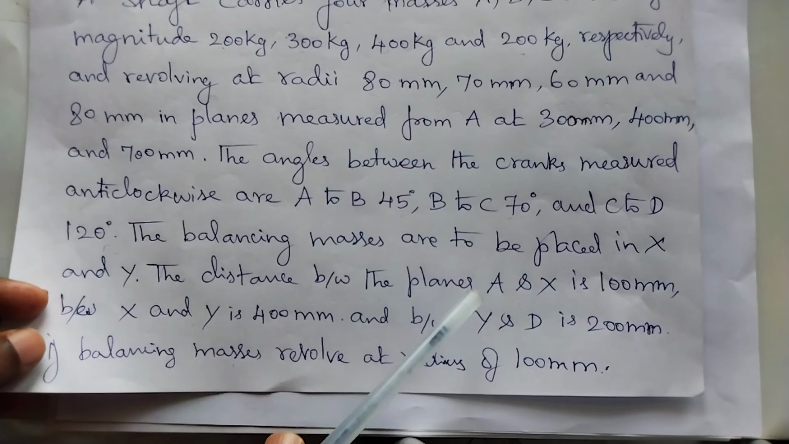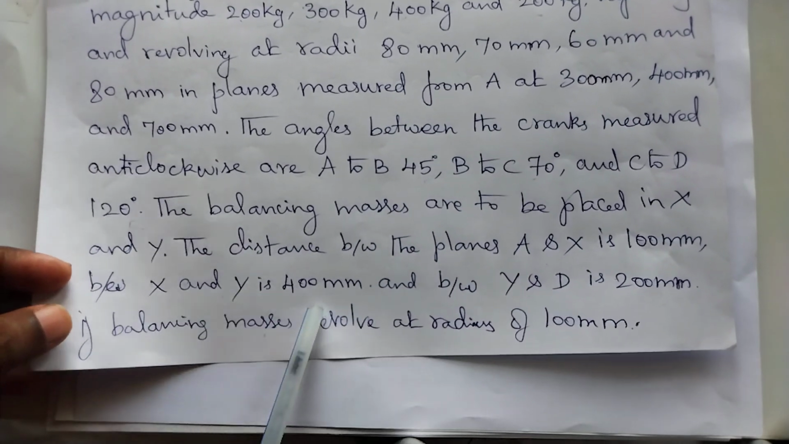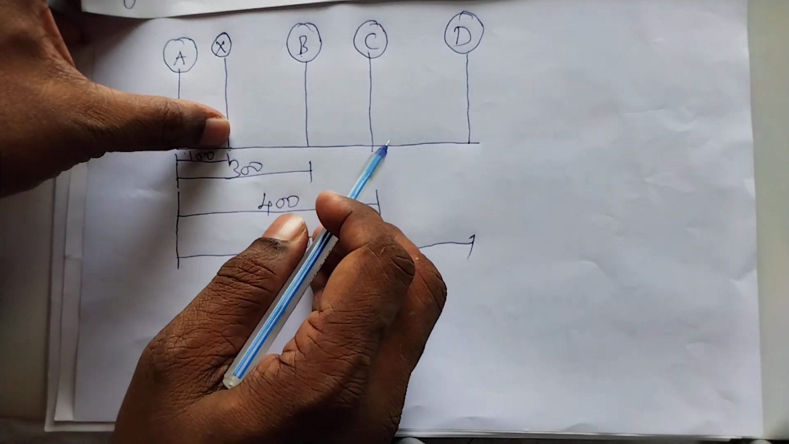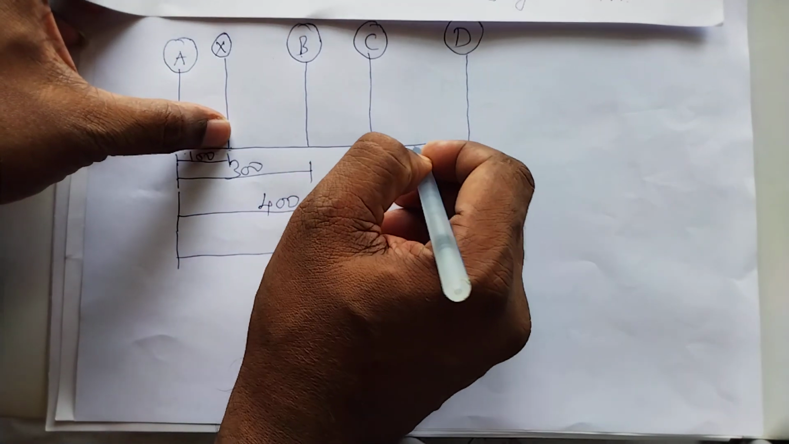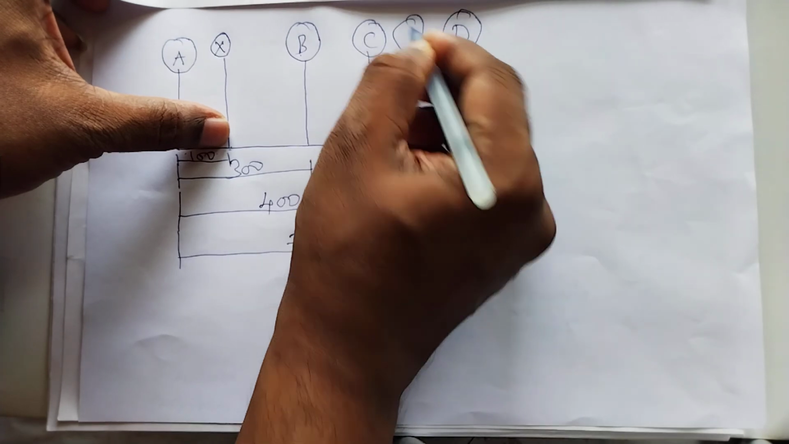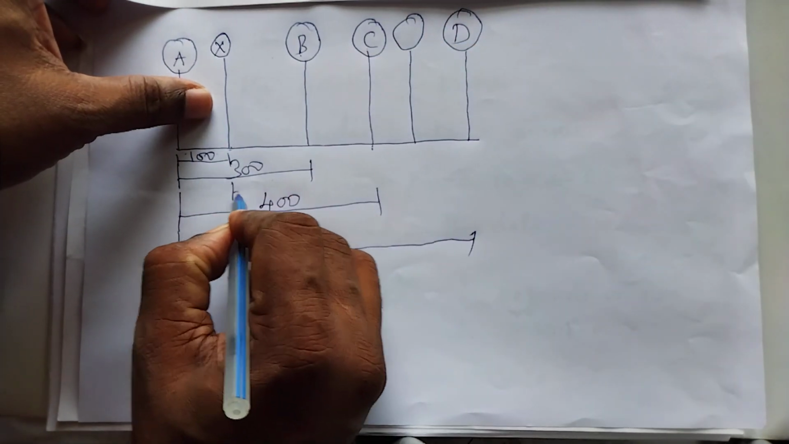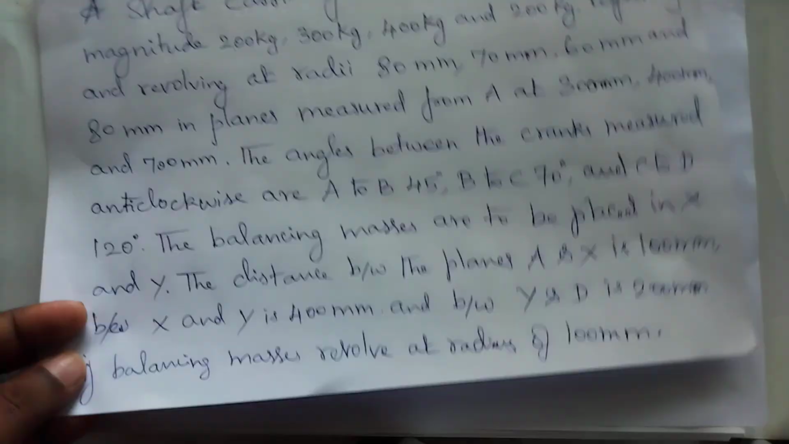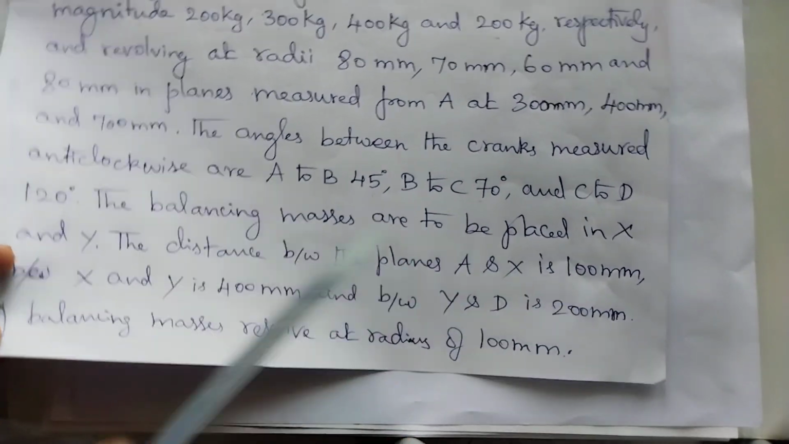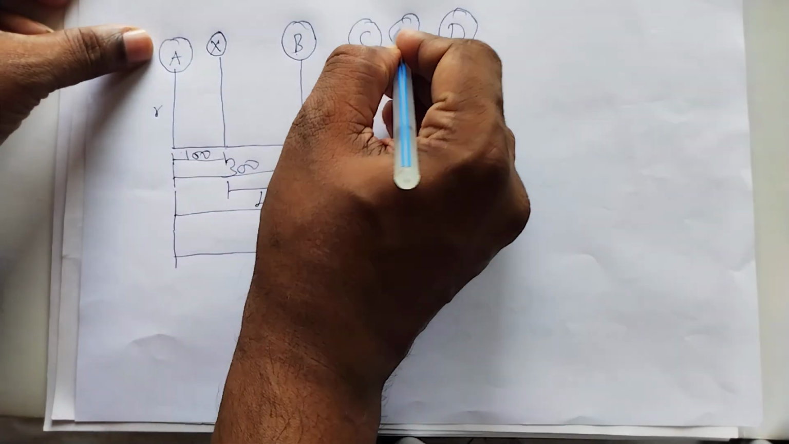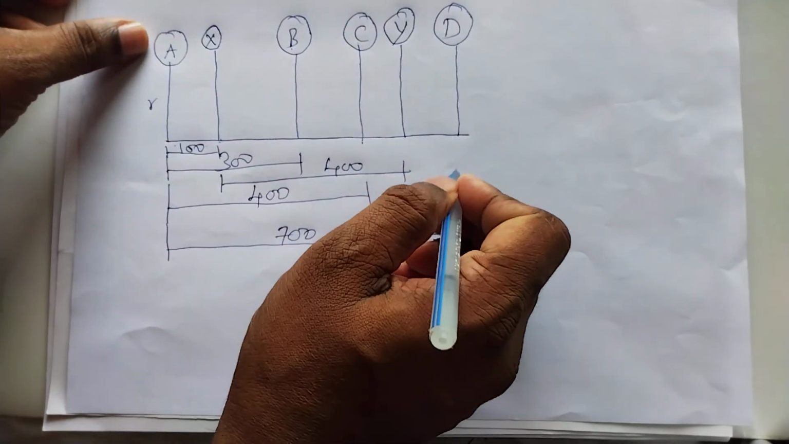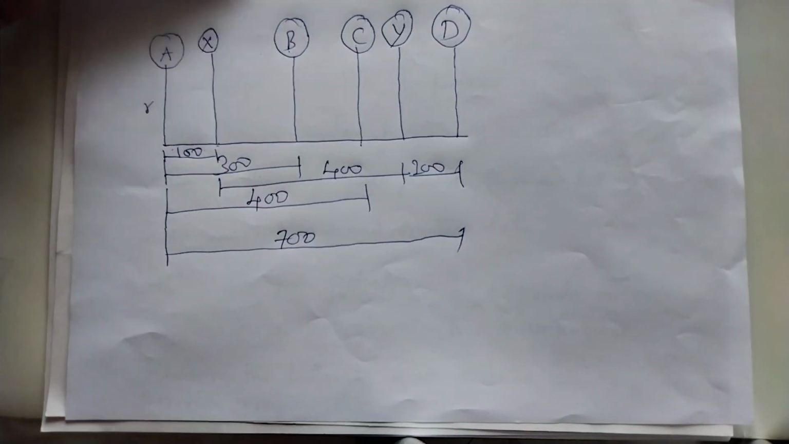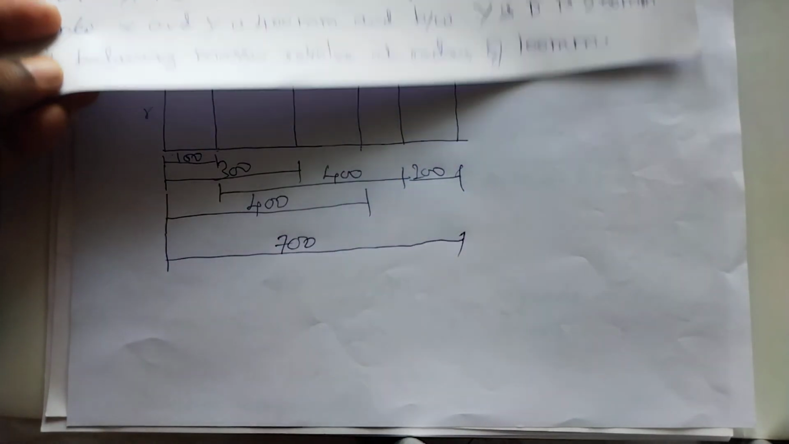Next, X and Y is 400. So here it is, X and Y is 400. So it will be somewhere here. So from here to here it is 400. Between Y and D is 200. So this is Y, and between Y and D this is 200. This is how you have to draw the position of planes.